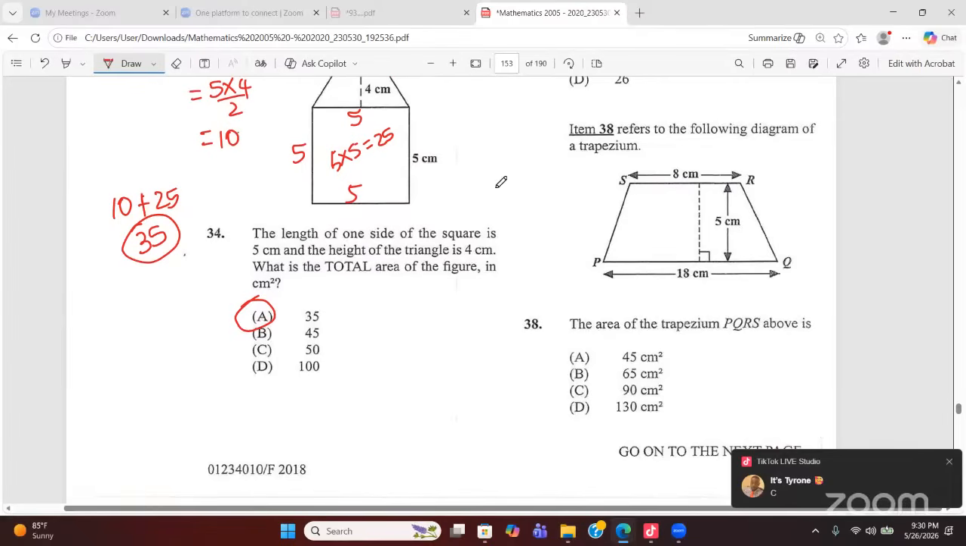Area of the trapezium. What does the formula say for the area of a trapezium? The area of a trapezium is half the sum of the parallel sides times the height. In this case, the sum of the parallel sides will be 8 plus 18, times h, which is 5.